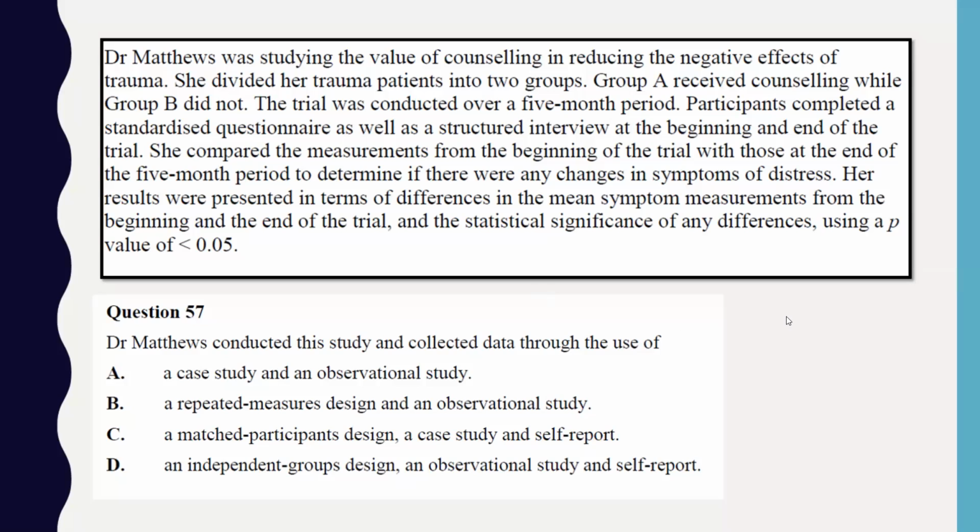So your best answer in this case should have been D, an independent groups design. It's an independent groups design because again, there's two clear separate groups. It says group A received counseling, while group B did not.